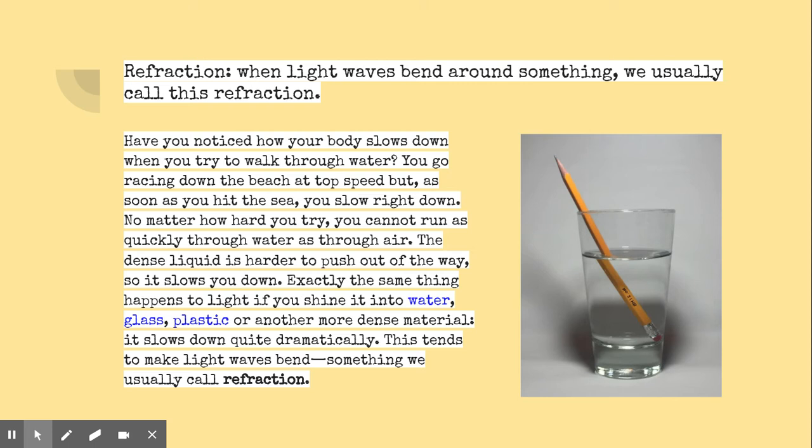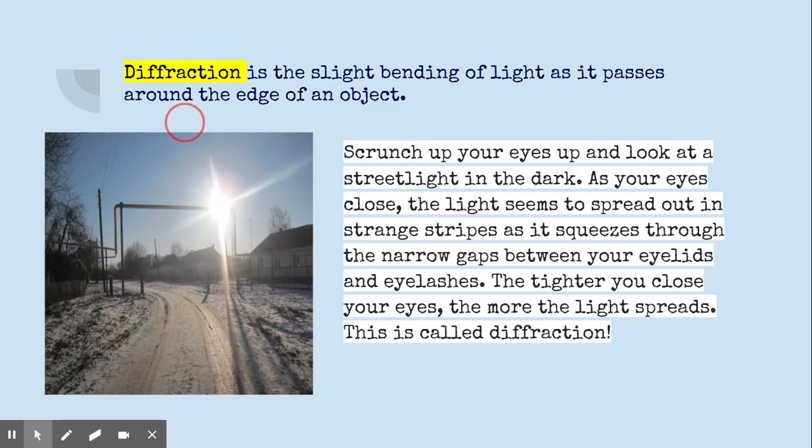Exactly the same thing happens to light if you shine it into water or glass or plastic or another more dense material. It slows down quite dramatically. This tends to make the light wave bend, something we call refraction. You can see refraction in the pencil in the water.